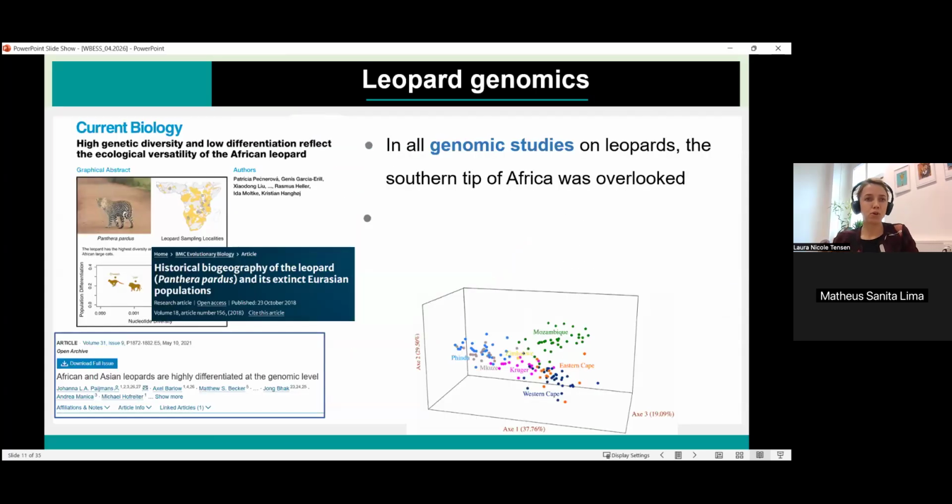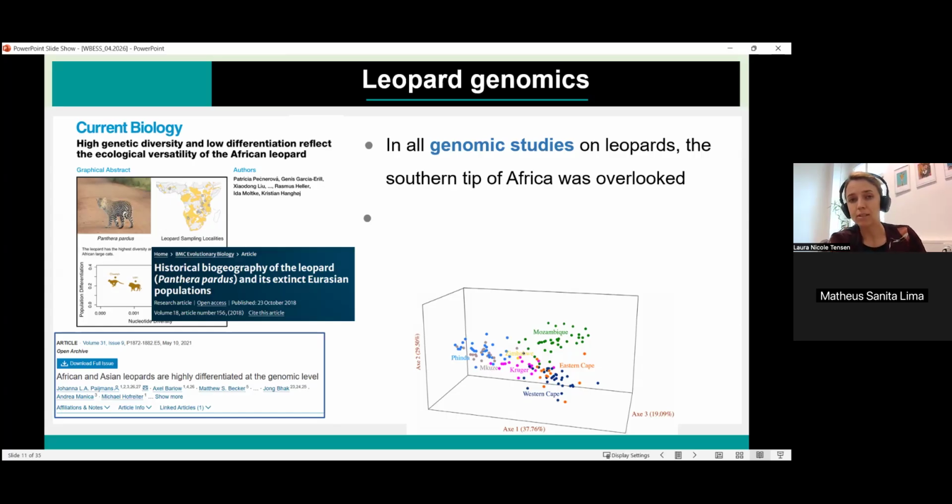So there have been quite a few genomic studies on leopards done already. These are three examples on the left, but these big population genomic studies never included the Cape population, and all three of them concluded that there wasn't much population structure across the African continent, unlike Asia, where you have 8 different subspecies. In Africa, all papers concluded there's not much population structure because leopards are such versatile habitat generalists with a very high dispersal ability.